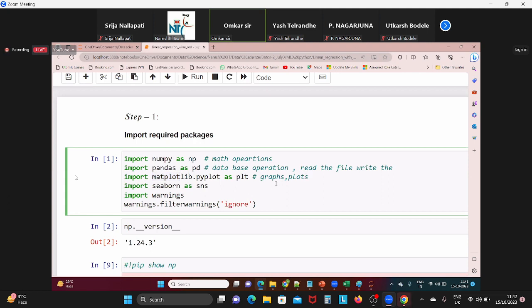So graphs and plots, and also Seaborn. Seaborn is also used for plots. Generally, if you get any warnings and want to ignore them, we'll handle the warnings. So understand what the packages are here. NumPy is a package for what? Math operations. Pandas is for what? Database operations. Matplotlib is for graphs, to plot the graphs. Seaborn is a package for plots.